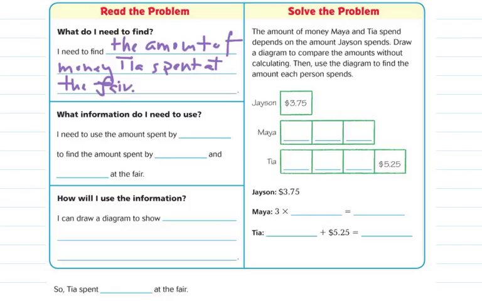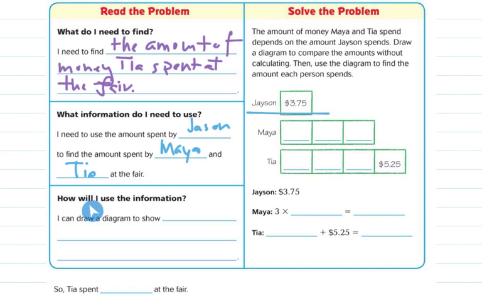Next question says, what information do I need to use? I need to use the amount spent by Jason because he's the first person that we were given information about to find out the amount spent by Maya and Tia at the fair. So we need to figure out the information about all of them in order to find Tia's because they all build upon each other. We know that Jason is our benchmark, so we know that he spent $3.75 at the fair. Everything builds upon that.